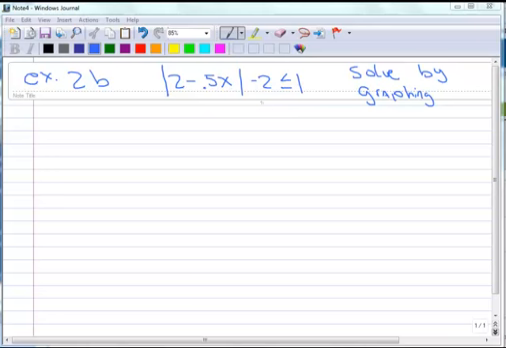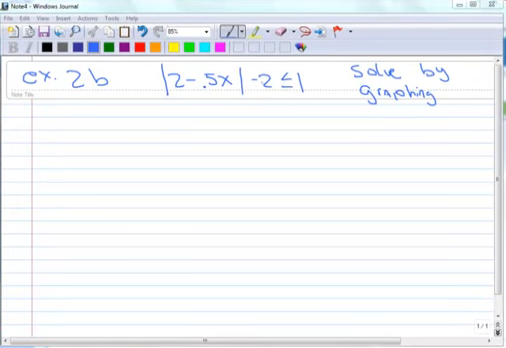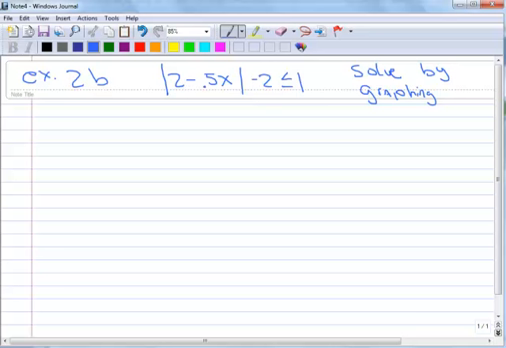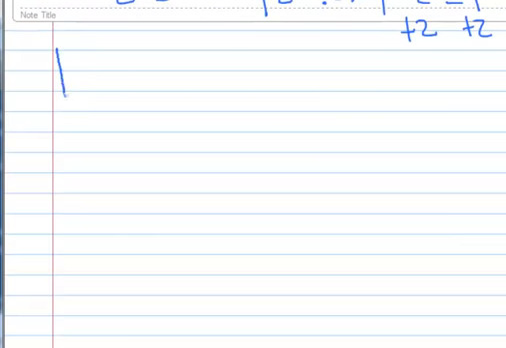So the first thing we have to do, though, is get rid of this -2. The whole left-hand side has to be an absolute value in order to use this method, and here we've got this -2. So we'll add 2 to both sides, and then I'm going to move over here a little bit. So I have the absolute value of 2 minus 0.5x less than or equal to 3. Okay, the whole left-hand side is absolute value, less than or equal to 3.